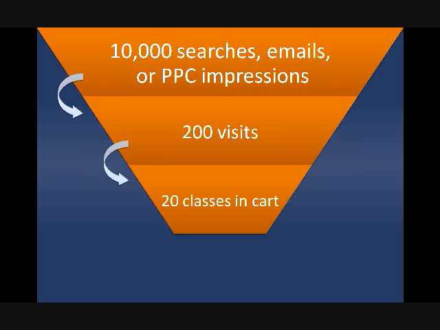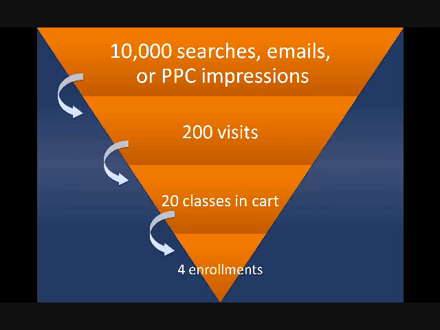Of those 200, let's say you have an online registration system, and 20 of the 200 end up putting a class into their cart, or in other words, they begin the checkout process. They choose a course that they might be registering for. And then out of the 20 that do that, let's say 4 of them actually end up completing the checkout process and become enrollments in your program. So this is a hypothetical example of a marketing funnel in which you see that at each stage we're going to lose a significant percentage of the people that we've begun to engage with.